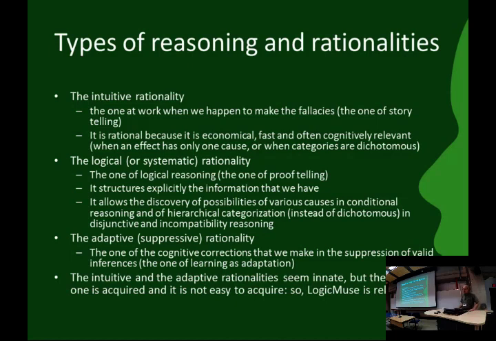And there's a third kind of rationality at work in human reasoning, that is the adaptive or suppressive rationality, the one of the cognitive corrections that we make in the suppression of valid inferences, the one of learning as an adaptation. The intuitive and the adaptive rationalities seem innate and spontaneous in human reasoning. But the logical one is definitely recent in our history, as you know, since I would say Aristotle. And this one is acquired, and it is not easy to acquire. So Logic Muse, I think, is relevant.